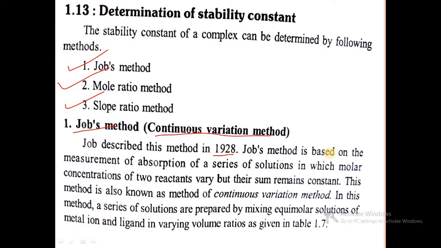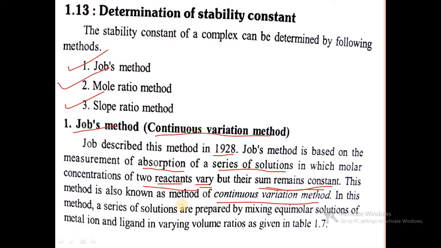So Job's method is based on the measurement of absorbance of a series of solutions in which the molar concentrations of two reactants vary but their sum remains constant. This definition is very important for multiple choice questions. That is, Job's method is based on the absorbance of a series of solutions in which molar concentrations of two reactants vary but their sum remains constant, and this method is also known as the continuous variation method.